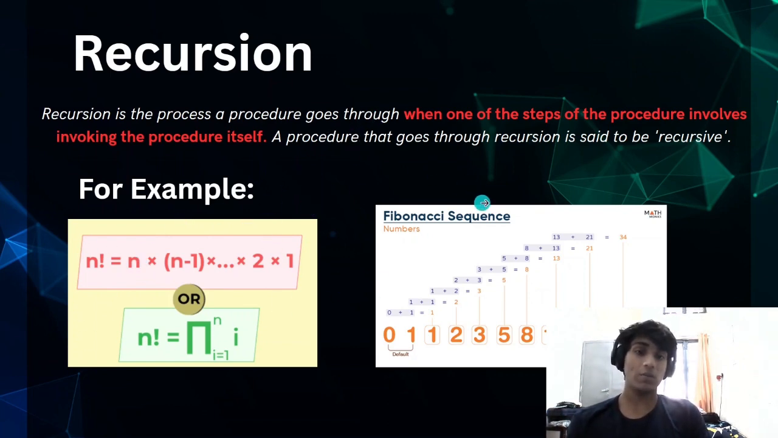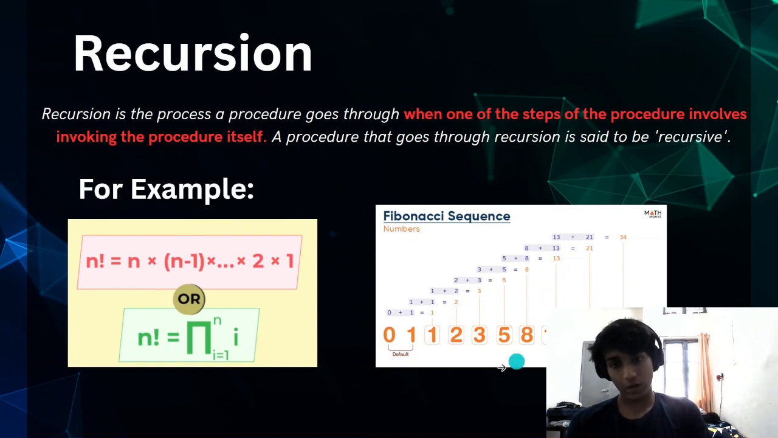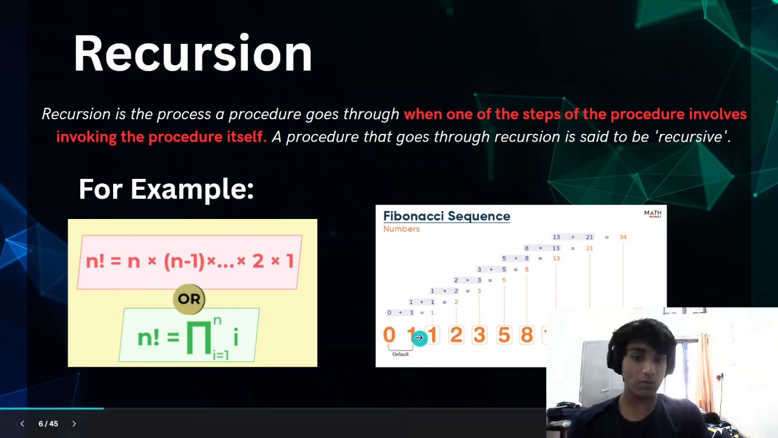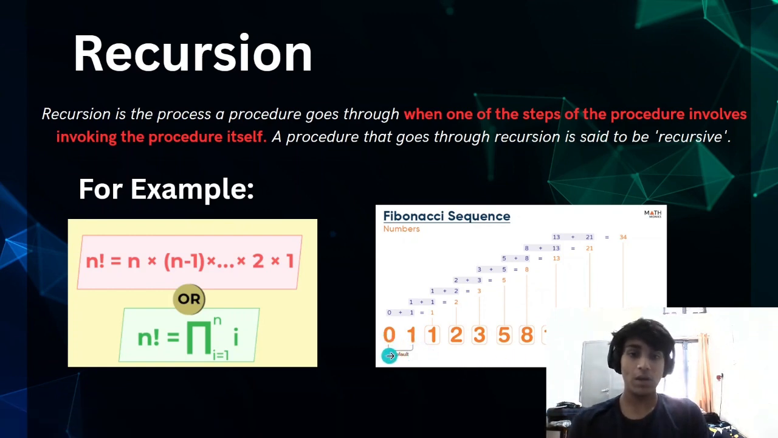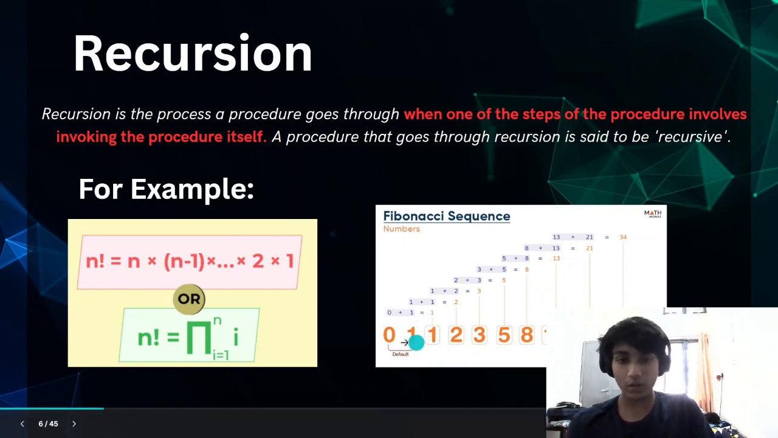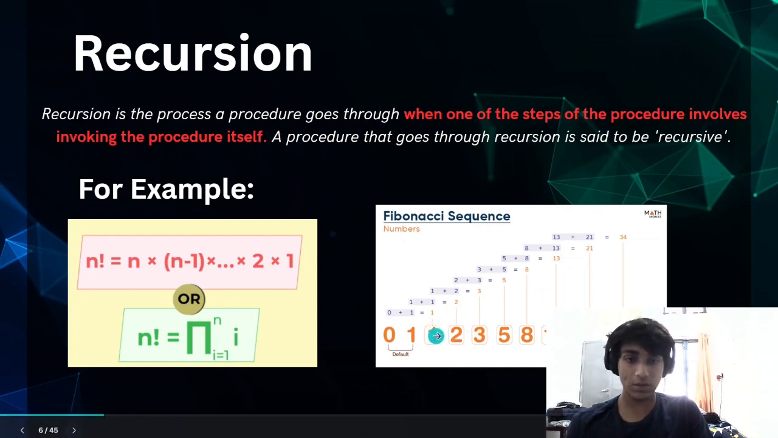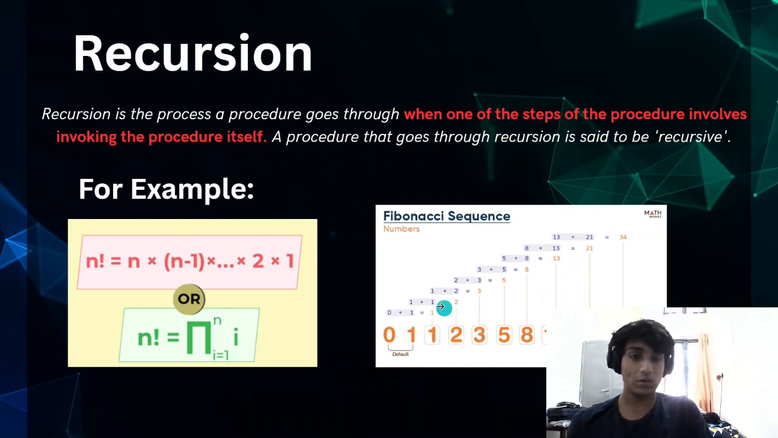Another example of a recursion is the Fibonacci sequence. Fibonacci sequence is a sequence of numbers such that the ith number is the sum of the i minus 1th number and the i minus 2th number. And 0 and 1 are basically default values, or you can call them base conditions. Based on these two numbers, the whole sequence goes on. Here you can see this one is the sum of these two. This 2 is the sum of 1 and 1, 3 is 2 and 1, and 5 is 3 and 2, and so on.